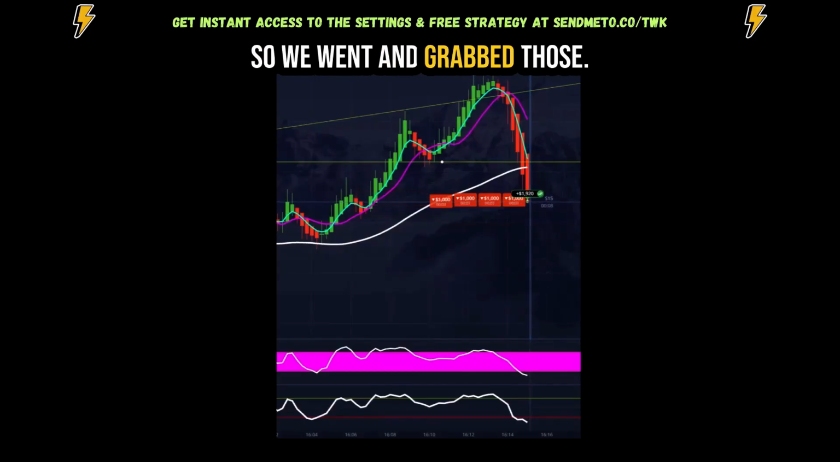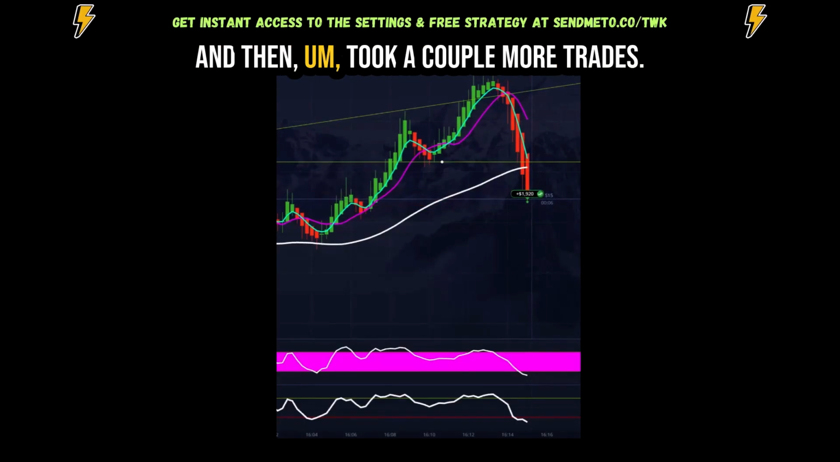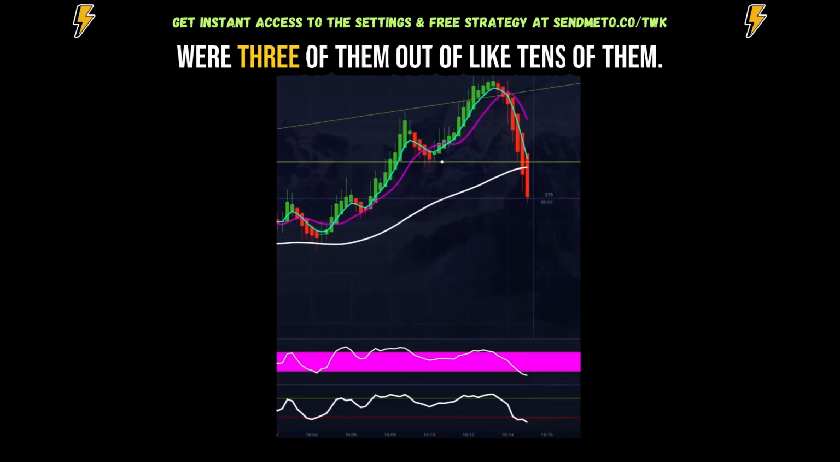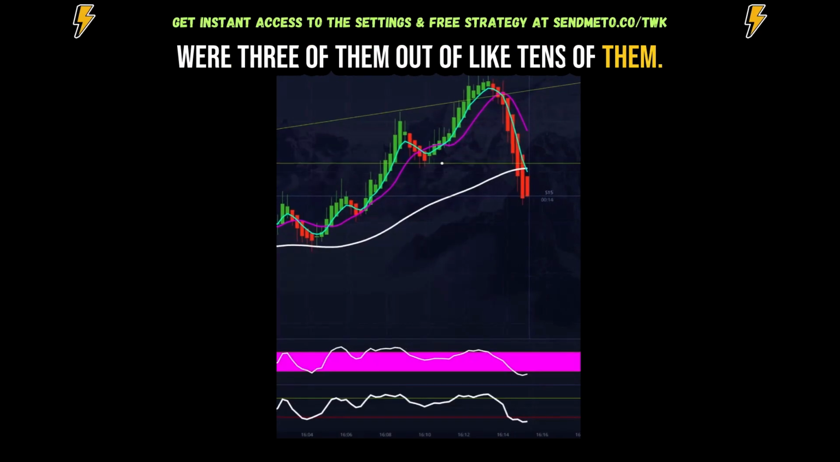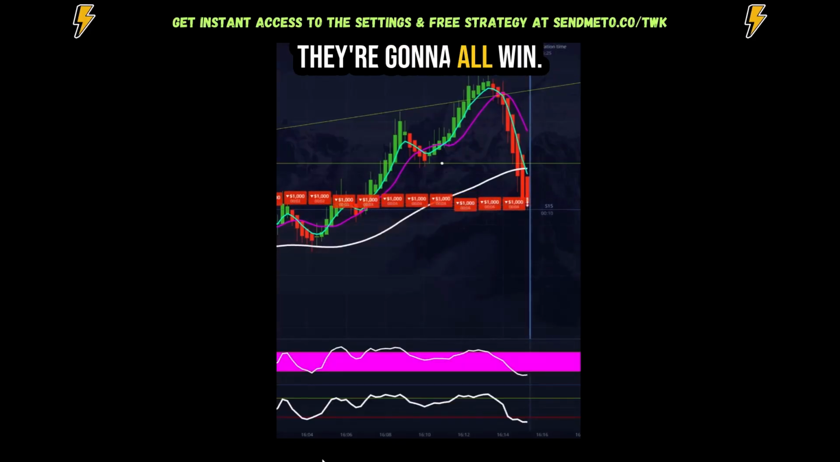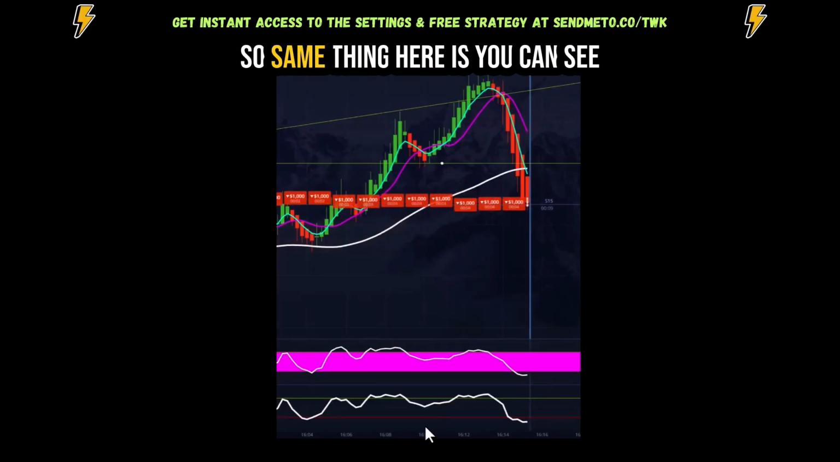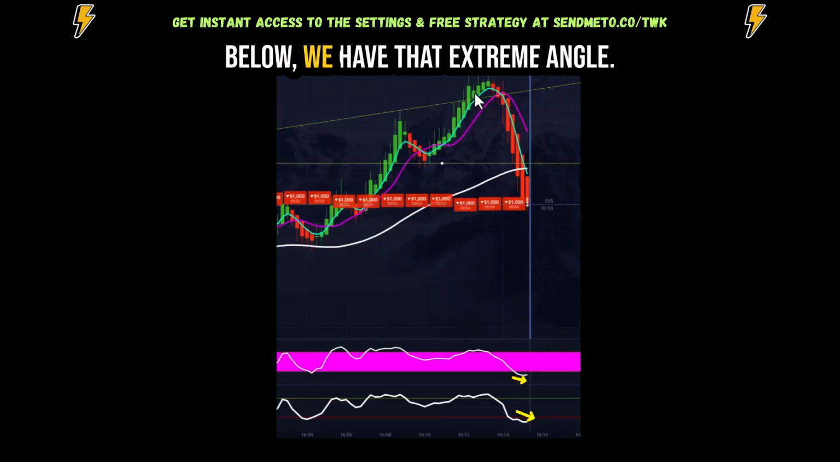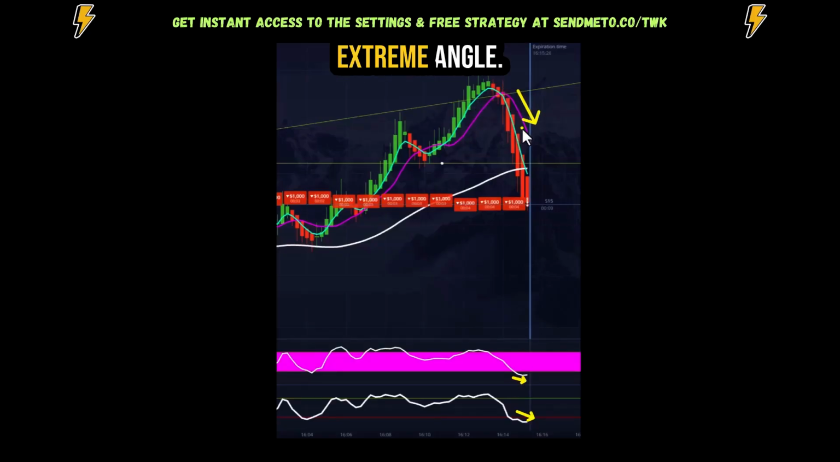So we went and grabbed those and then took a couple more trades. The only trades I actually lost, there were 3 of them out of like tens of them. We're going to take a bunch of trades here. They're going to all win. Same thing here, you can see we are down below. We're down below. We have that extreme angle.